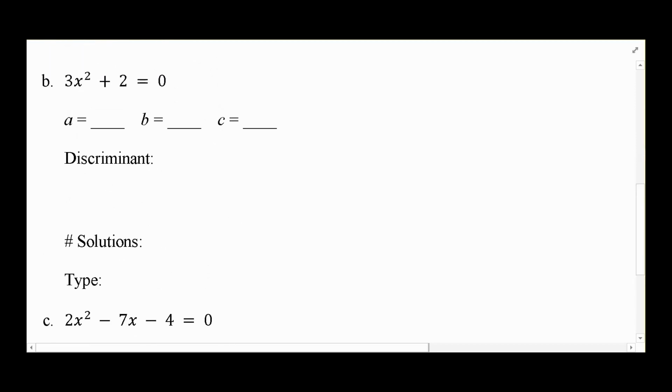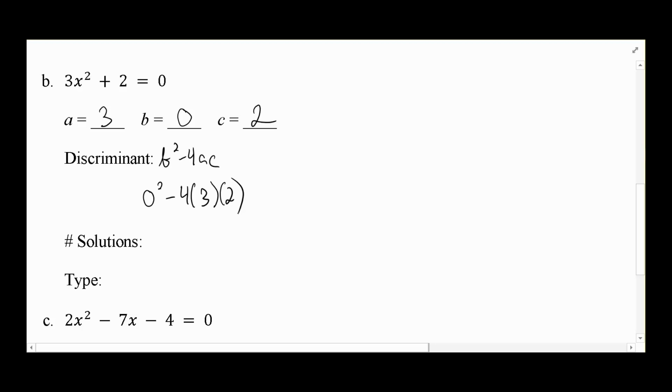Let's take a look at this example. Notice that there is no x to the first term. What that means is the coefficient of x to the first is 0. So we have 3 for the A, 2 for the C, but 0 for the B. So our discriminant of b squared minus 4ac would be 0 minus 4 times 3 times 2.